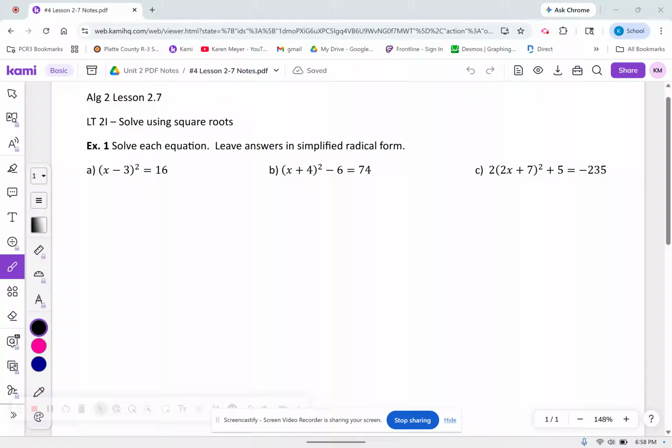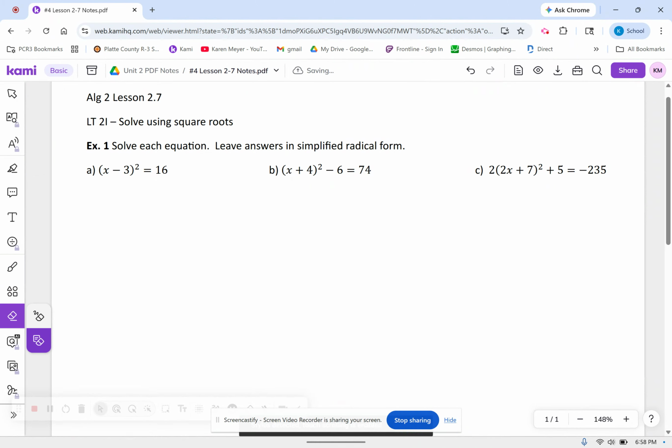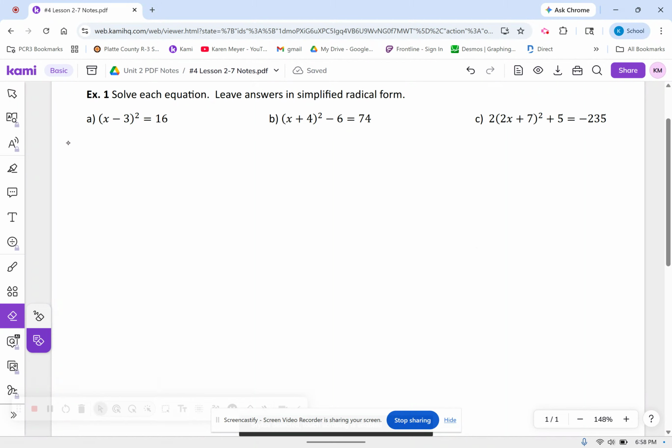Okay, in this lesson we are going to work on solving equations that have some powers in them. Now, besides solving the equations, you're going to notice that in the directions it also says leave your answer in simplified radical form, which means no decimals allowed. So we will get to that part here in a little bit.